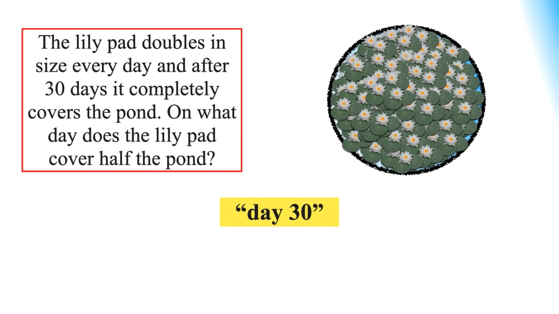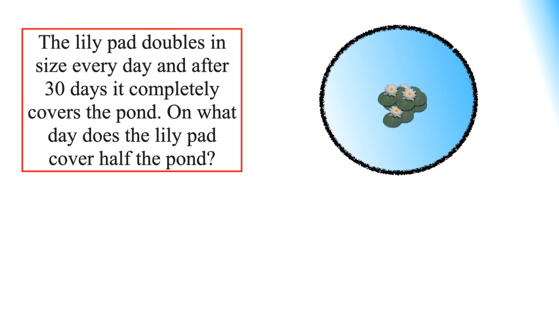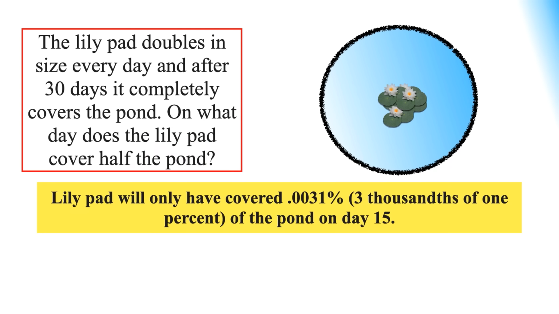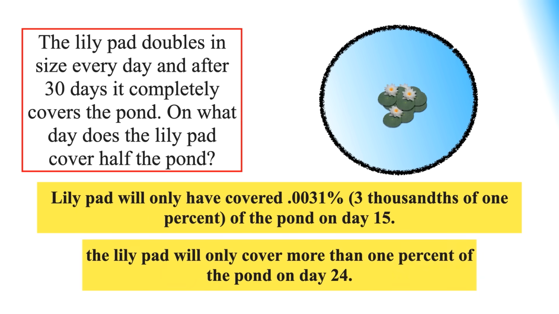A more interesting question is, how much of the pond would the lily pad have covered on day 15? Take a second and write down an estimate. Comment your answer in the comment section. The correct answer is that the lily pad will only have covered 0.0031% of the pond on day 15. That is 3,000ths of 1%. In fact, the lily pad will only cover more than 1% of the pond on day 24.